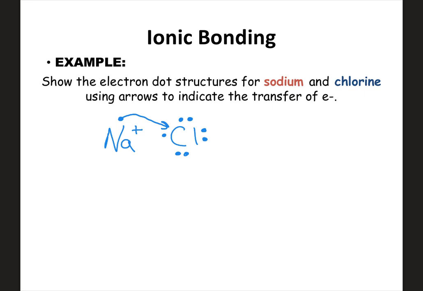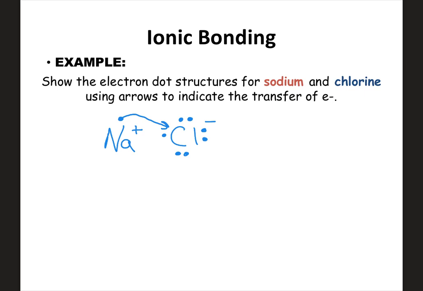All right, and you have to show that because that indicates that he is happy essentially. He has that noble gas configuration that he wants. But on the other hand, chlorine has gained one electron, so now chlorine is 1 minus. You have to show those charges to indicate that the transfer took place. All right, when this takes place though, everybody in this picture is now happy.